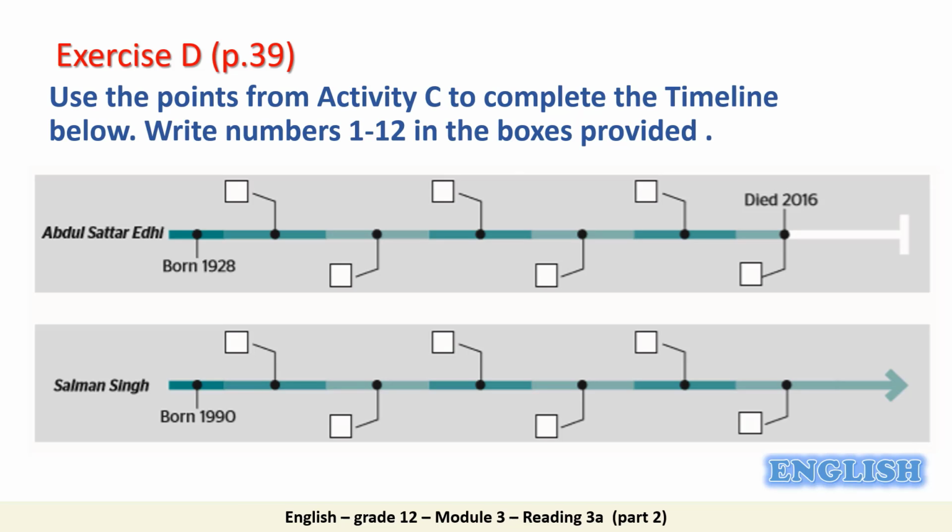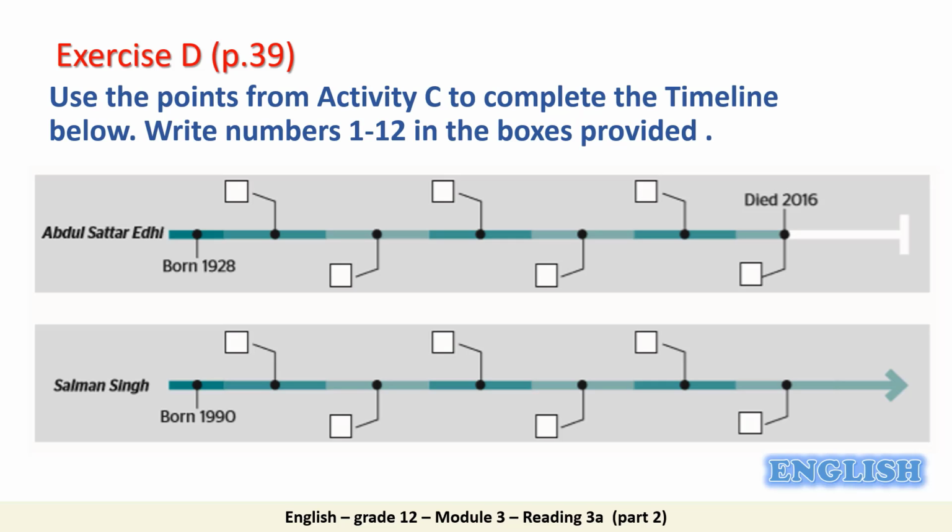The sequence of events of a person is the information of this person's family, childhood, educational background, personal life, and career. In the following activity, exercise D, page 39, we will look at the timelines and complete them with the correct information about Abdul Satar Edhi and Salman Singh.